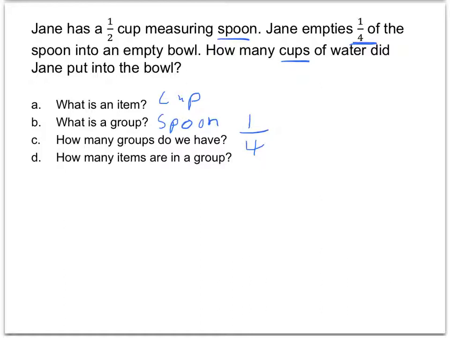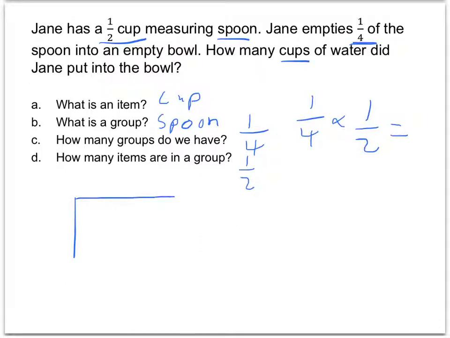And the last question, how many items are in a group? Well, it says that's a 1/2 cup measuring spoon, and so we have a 1/2 of an item in a group. So our answer is going to be 1/4 times 1/2. So now the next question is, just what number is 1/4 times 1/2?